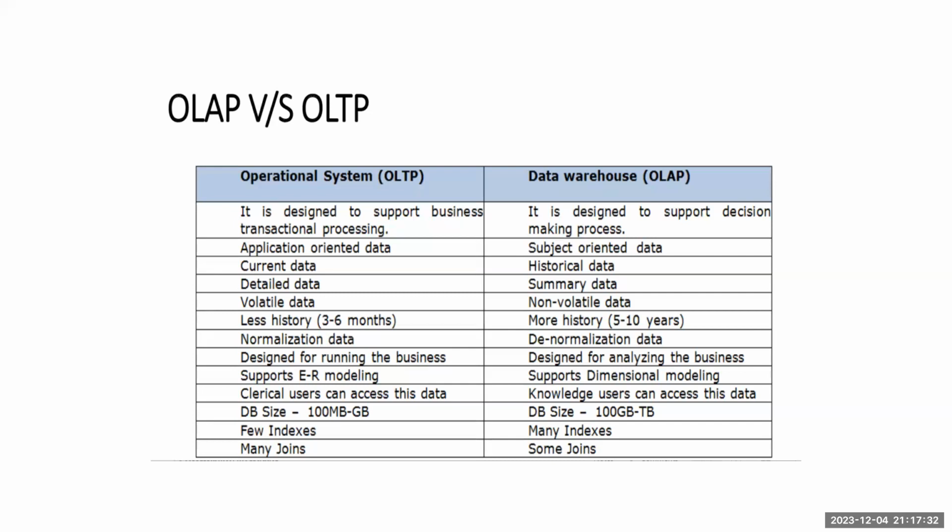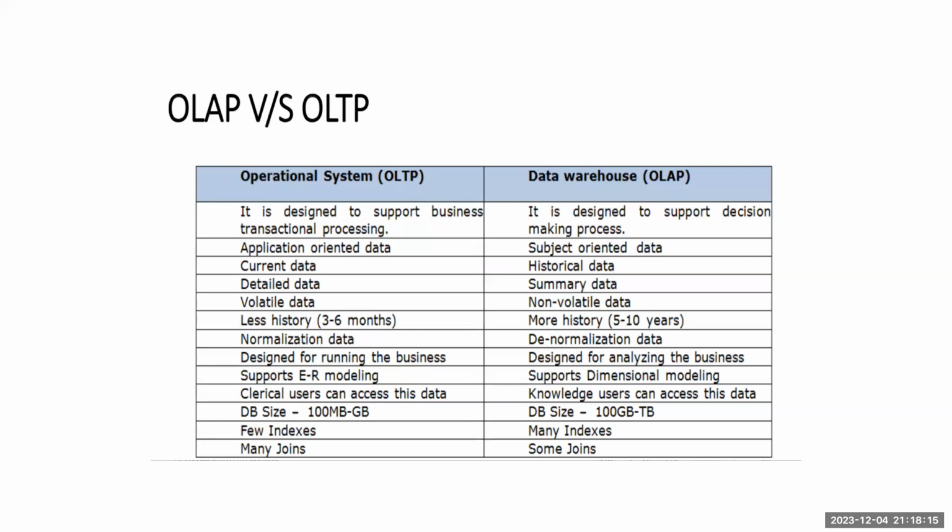Okay, OLTP is application oriented data. Like in online applications, whatever data you are entering, that is OLTP data. Whereas OLAP is subject oriented data, like a particular subject area. Suppose you want marketing data to be analyzed and you are pulling marketing data into your warehouse. So this is subject oriented data. OLTP contains current data, like whatever data you have entered in your online application, that is your current, recent data. Whereas OLAP is historical data, like the data will not change until and unless anybody goes and refreshes the data. So that is historical data.